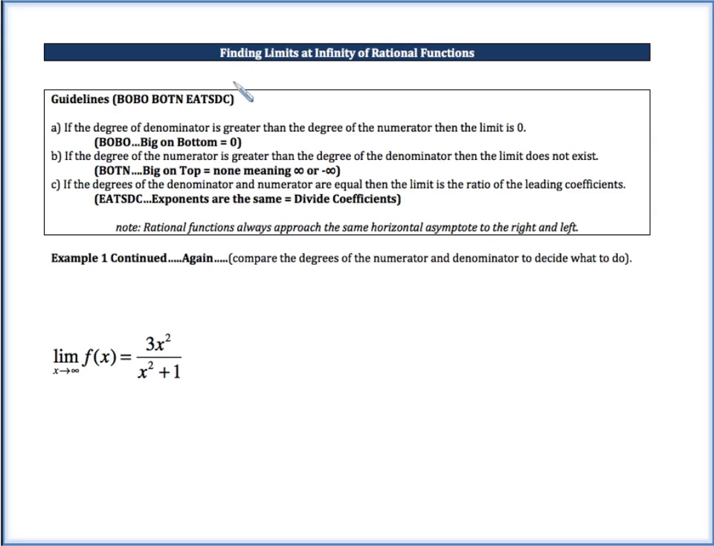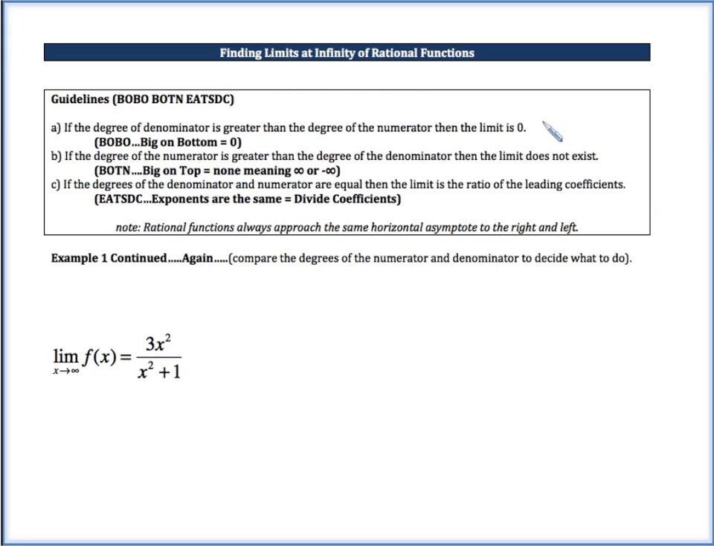So what we want to do now is look at some different guidelines, and we have a little saying, BOBO BOTON EATS DC. Okay, so you can also try to memorize this, BOBO BOTON EATS DC. What we're saying is if the degree of the denominator is greater than the degree of the numerator, then the limit is 0. Okay, and that's our BOBO. Big on bottom equals 0.